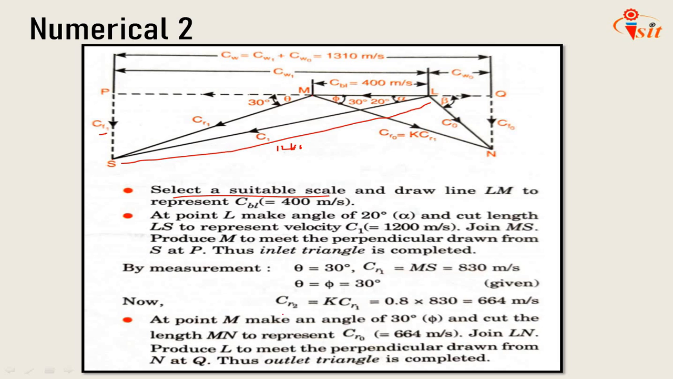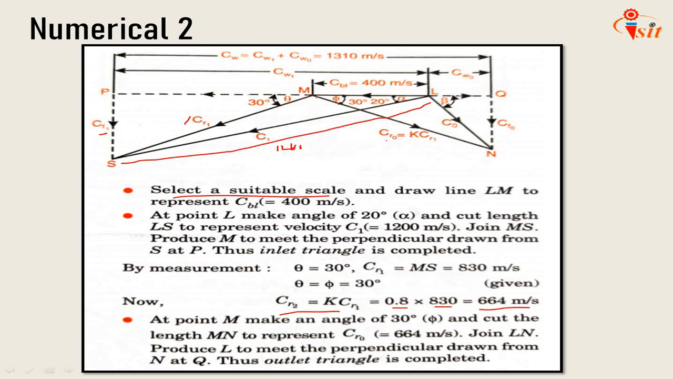Now CR0 equal to K times CR1. We know that the relative velocity coefficient K is nothing but CR0 divided by CR1. So K is given as 0.8, multiply by 830. CR1 we have calculated from the velocity diagram as 830, multiply by 0.8, you will get 664 meter per second as CR0. So that is 6.64 centimeter.